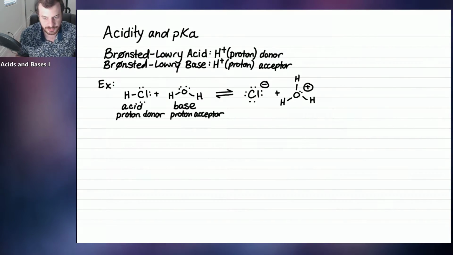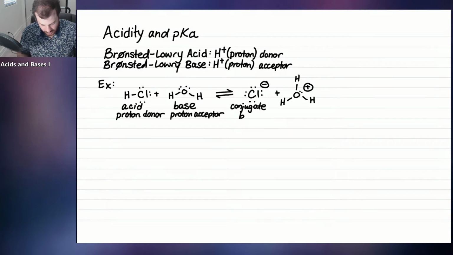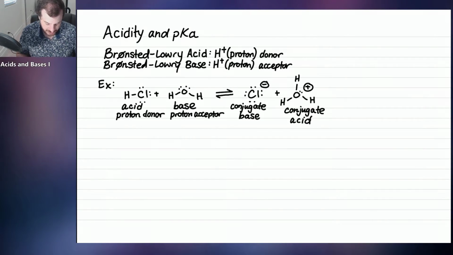There's also some terms that we should know about the other side of the reaction. What the acid becomes when it loses its proton, we call that the conjugate base. And what the base becomes when it gains a proton, well, that's becoming the conjugate acid. So make sure you understand those terms, that the acid becomes the conjugate base and the base becomes the conjugate acid. All right, let's do another example.